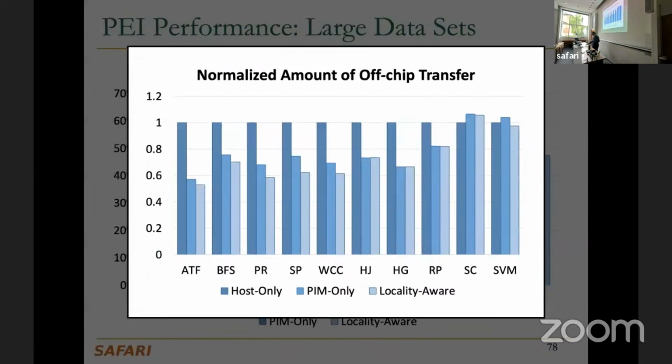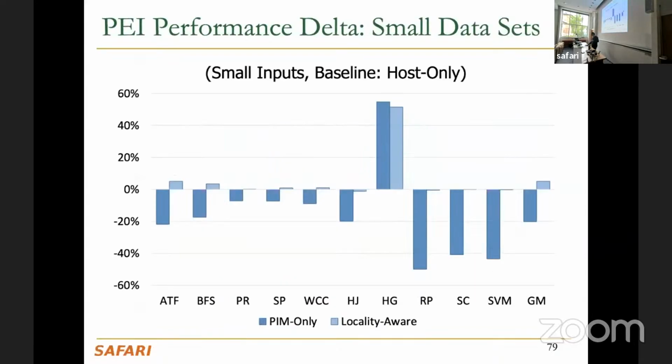Okay, and this is the normalized amount of off-chip transfer. The interesting thing is here, these are small input data sets. Offloading small input data sets, as you can see, to memory is in general a bad idea, with some exception over here. I don't know why, I forgot.